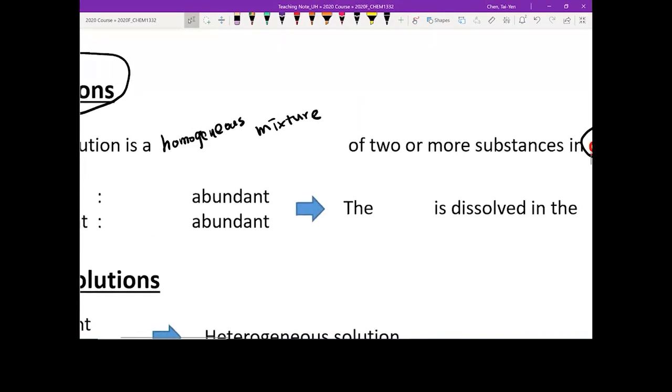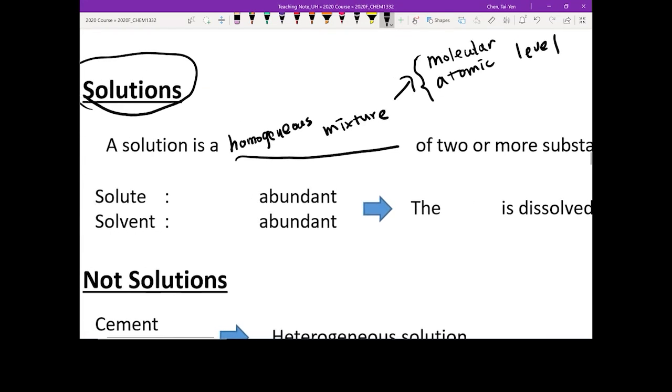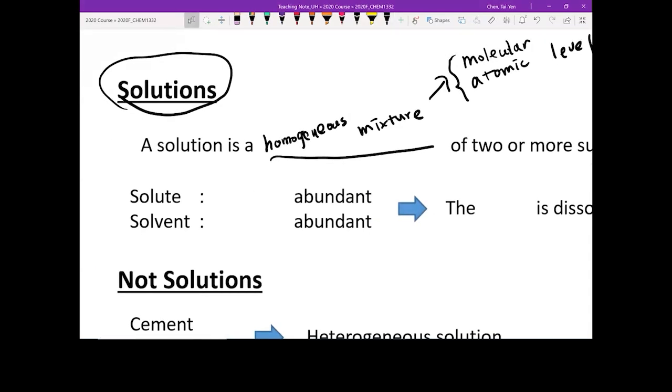When we say homogeneous mixtures, what does this mean? These need to be homogeneous at the molecular or atomic level. Before we elaborate on this a little more, let me introduce the important components that we need to know. A solution has two components: one is called solute, the other is called solvent. The solute is the less abundant species, and the solvent is the more abundant species inside the solution.